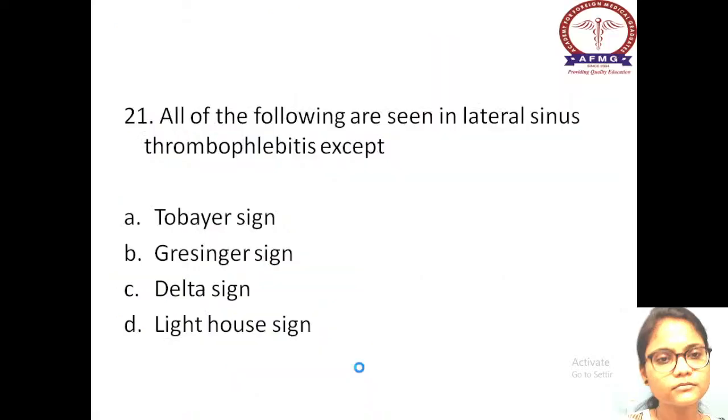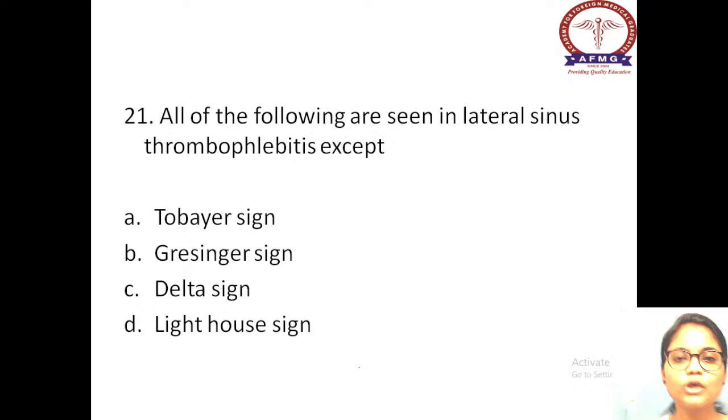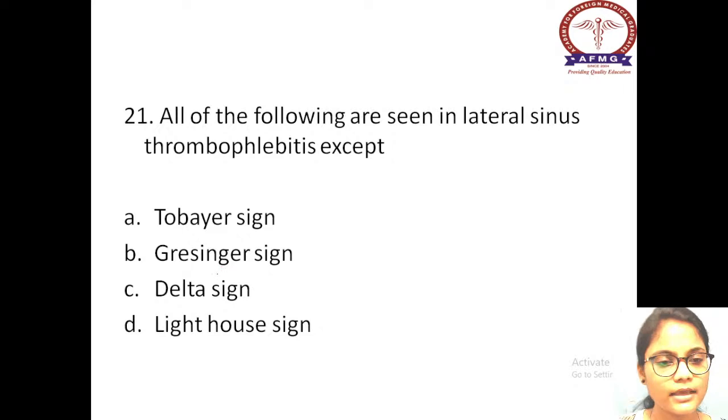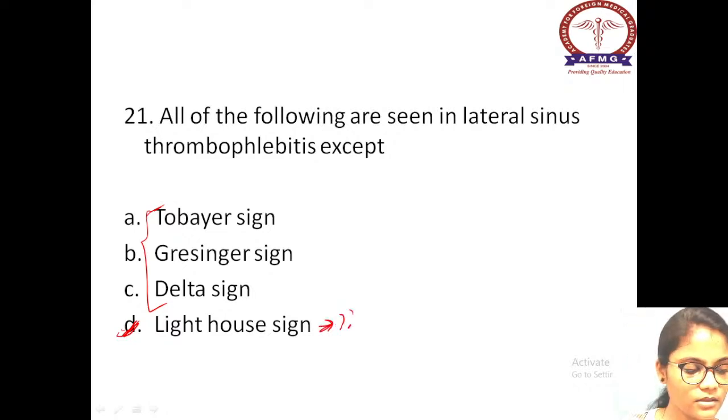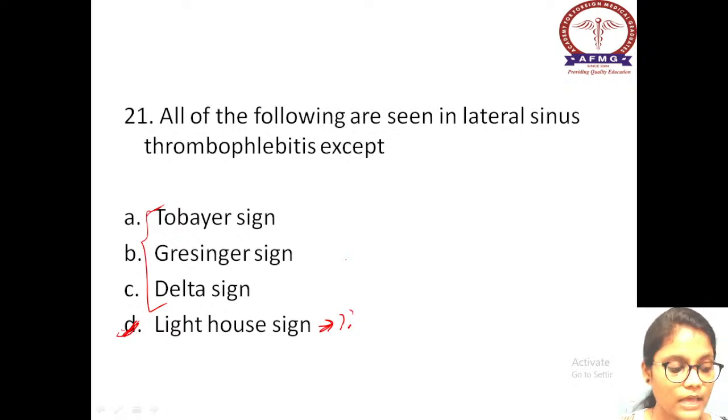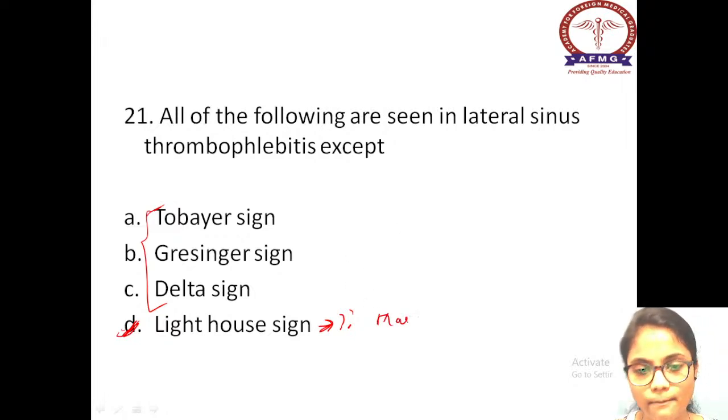Important. So the next question is: all of the following are seen in lateral sinus thrombophlebitis except this. We have seen already Tobey-Ayer sign, Griesinger's sign, delta sign, and the lighthouse sign. These three signs only we will be able to see in thrombophlebitis, and we will not see the lighthouse sign. This will be seen in which kind of abnormality? Your lighthouse sign is seen where you will see the reservoir sign, and the ironed-out mastoid also. Yes, that is in mastoiditis.